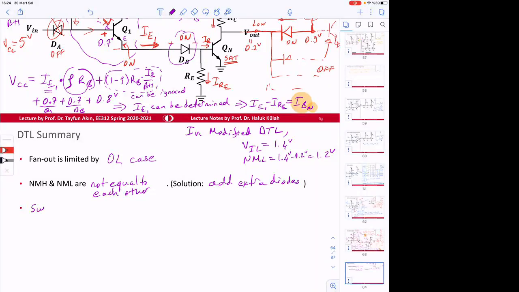So switching time can be improved. The solution is to add a discharge path. Okay, is that clear?